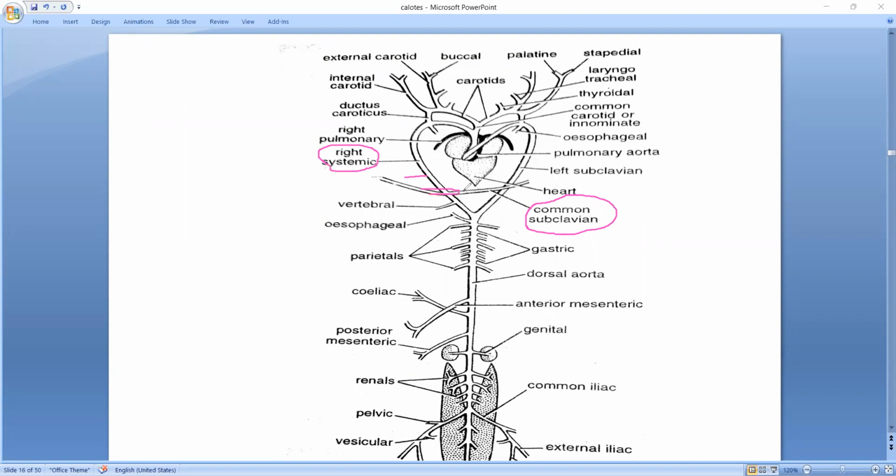It is bifurcated into two branches. This is the right subclavian, this will be the left subclavian, which give blood to the respective forelimbs.